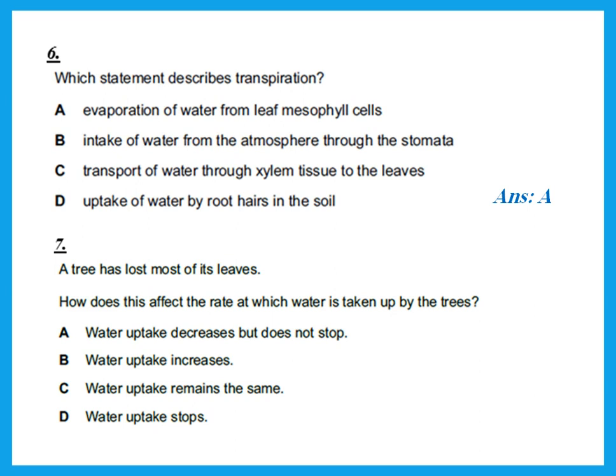Well, if we lose most of its leaves, then it cannot have more transpiration. So it will have less transpiration, and that means less water uptake. Our choices would be water uptake decreases, not increases, or remains the same, or stops. It will decrease, but it will not stop if we have lost most of the leaves.